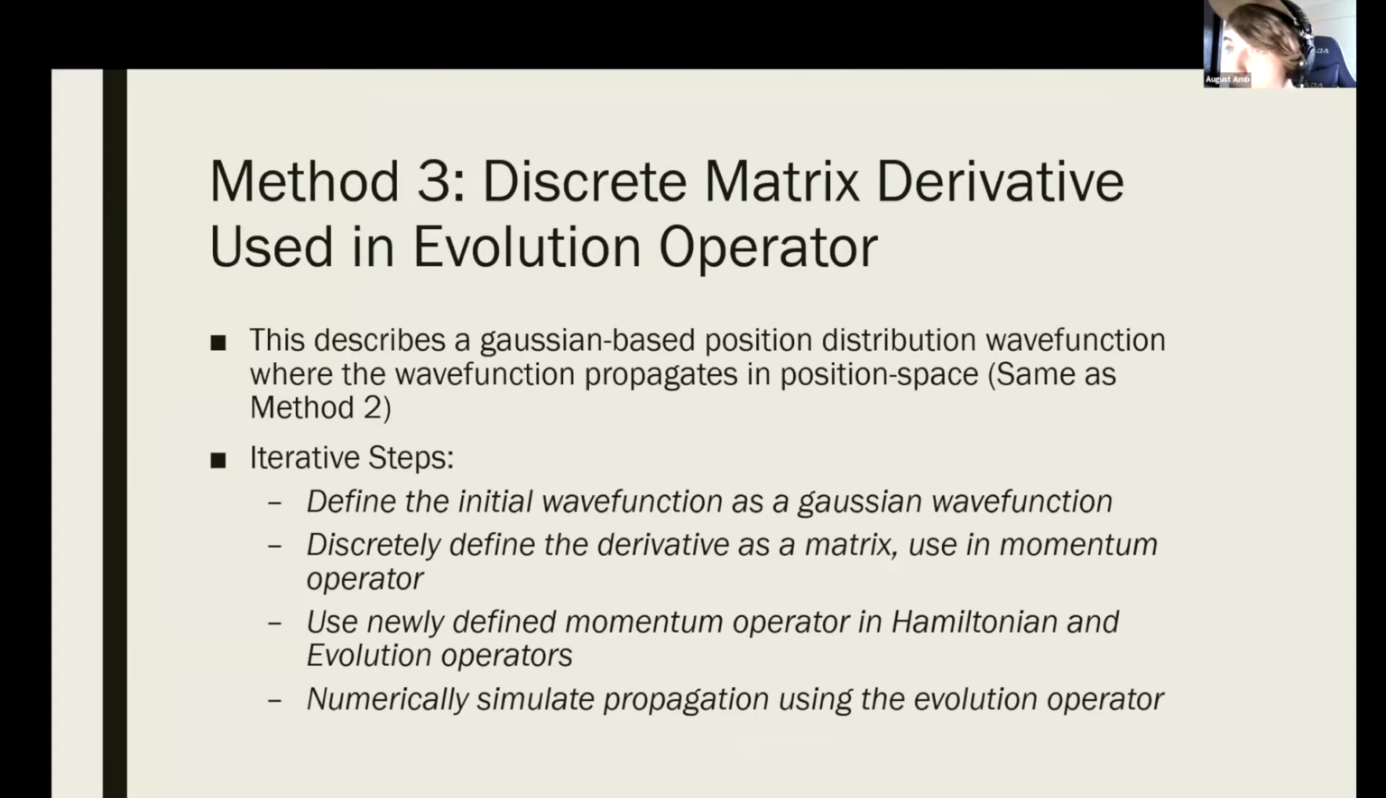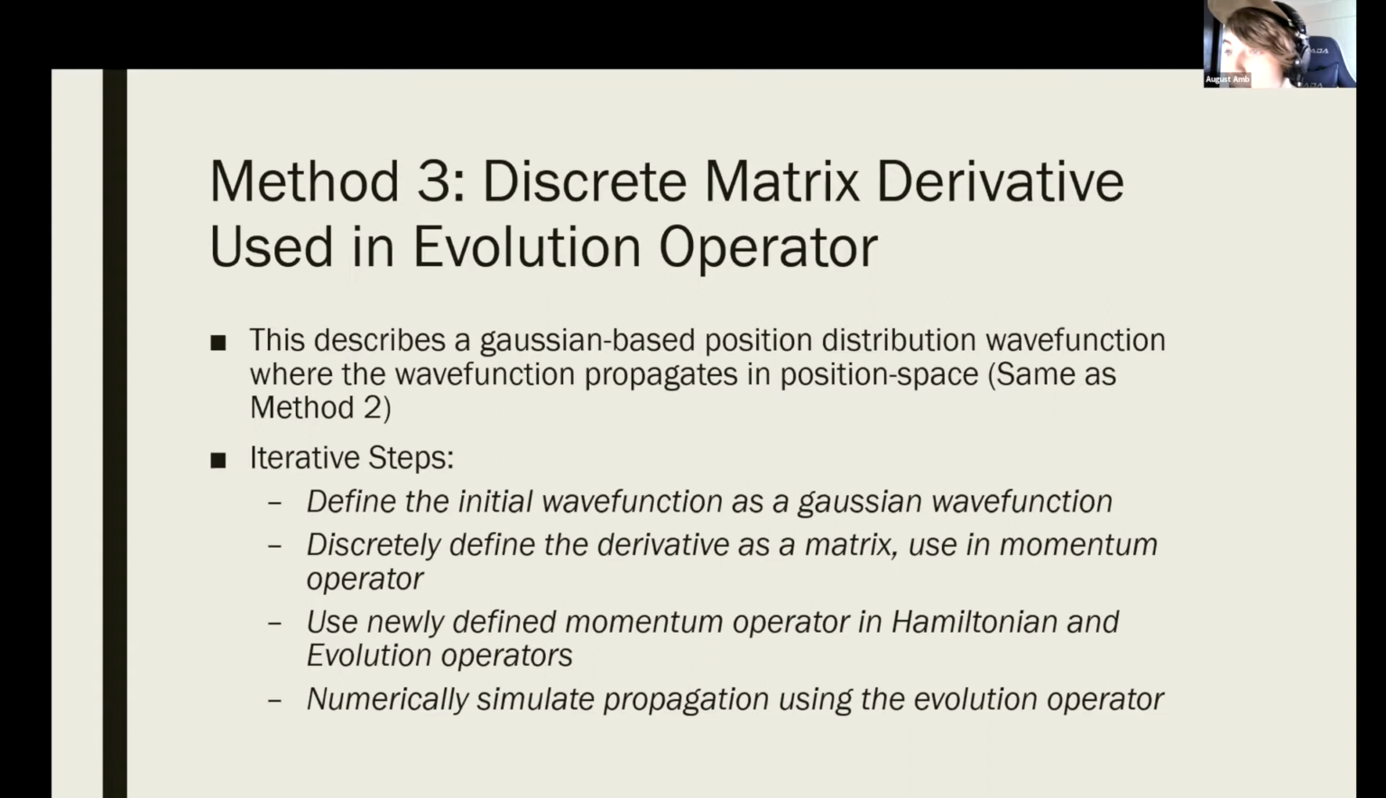So for method three, we have discrete matrix derivatives used in evolution operators. What this is basically, we're going to be using a Toeplitz matrix to define a derivative as a finite difference, essentially. So this is going to be a finite difference, and we're going to use this to change the wave function. This is going to be describing a Gaussian-based position distribution wave function. This is basically the same as method two, where the wave function propagates in position space.